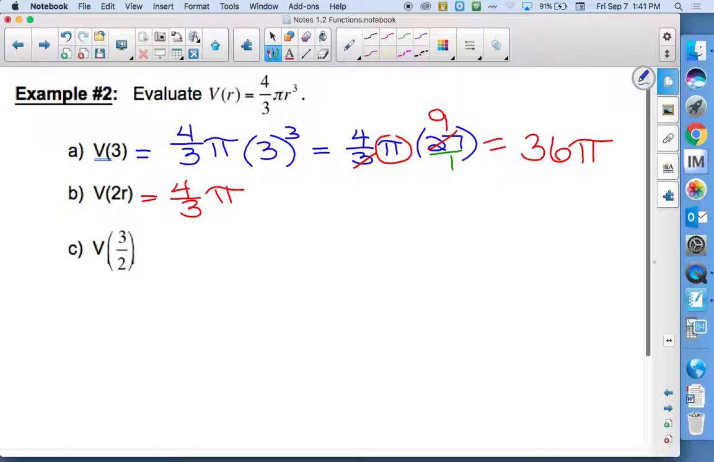All right, so the next one says V with 2R in parentheses. So if we plugged a 3 in for R and we evaluated it, now we're going to plug a 2R in place of R. So we have 4/3 pi, and instead of R cubed, whatever is in the parentheses replaces R. So in parentheses, instead of R is now 2R, and it's cubed. And we evaluate just like we did on the other one. So 4/3 pi.